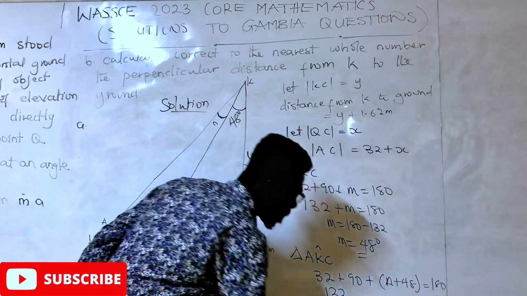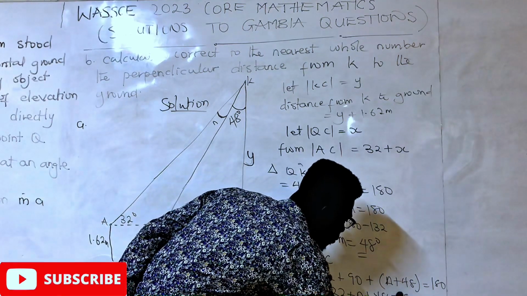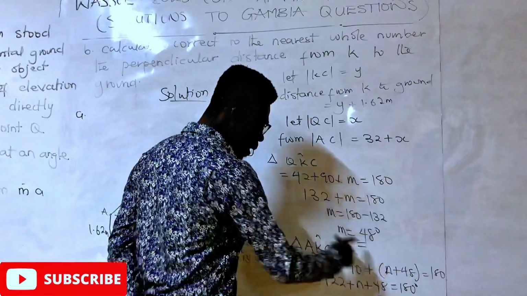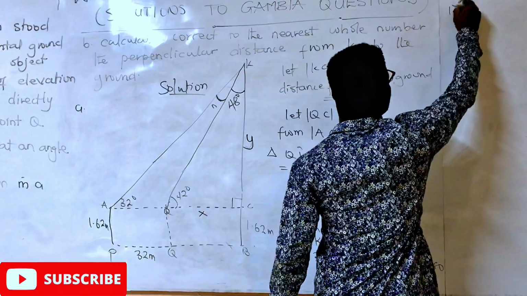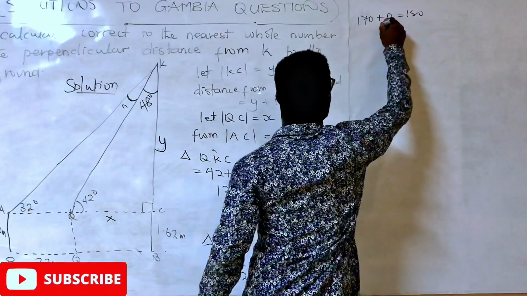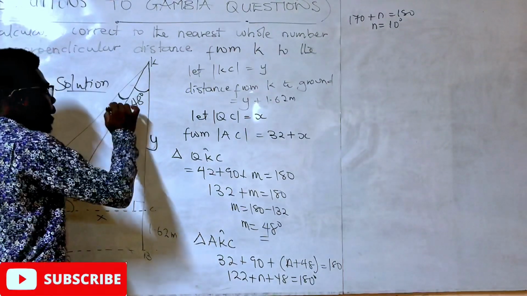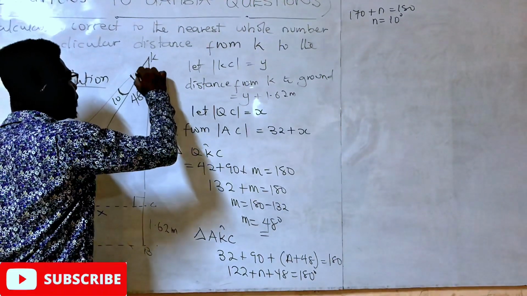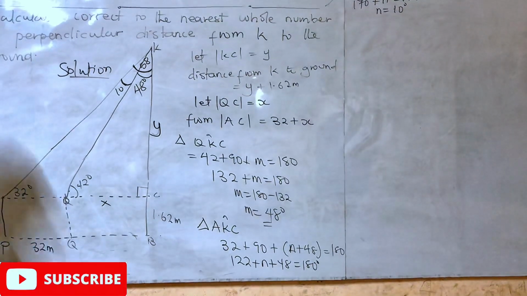So we get 122 plus N plus 48 should be equal to 180 degrees. So 122 here plus 48 is 170. So 170 plus N is equal to 180, and our N is 10 degrees. So our N here is 10, which makes the whole of this side to be 58 degrees. So let's continue.